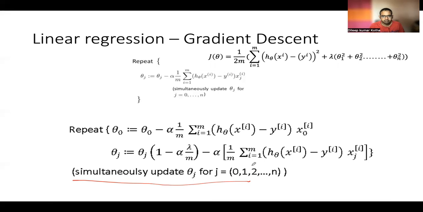And as you can see, this left side will result in a reduction of theta j. For example, this is 1 minus alpha times lambda by m. So it is guaranteed that theta j in each iteration will at least become 0.99 times theta j. So we are guaranteed that theta j will reduce. And this right side, you will see, is similar to our earlier gradient descent.